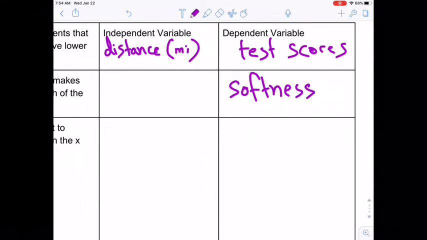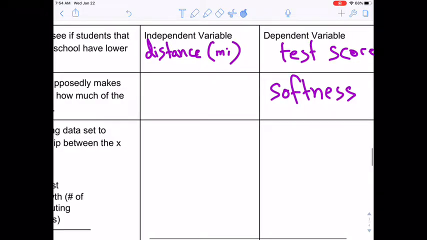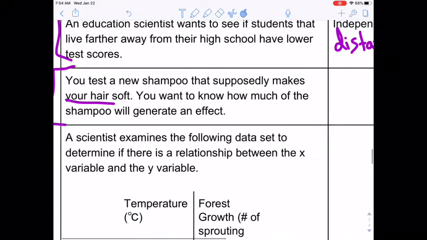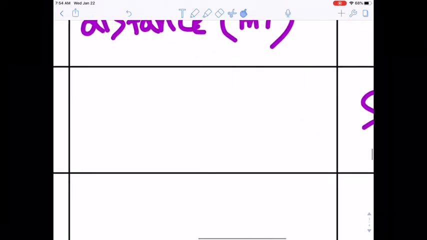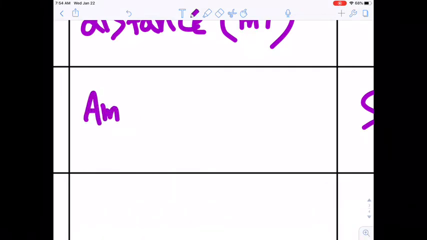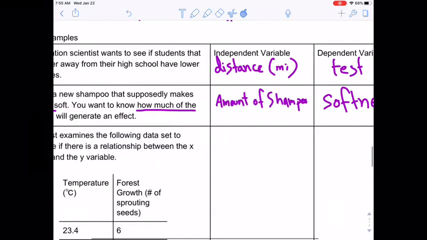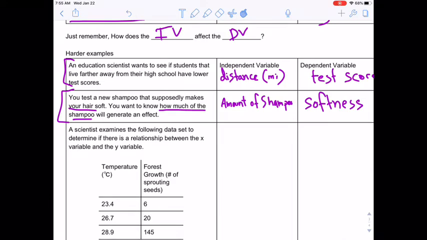I don't know how you're going to measure the softness of your hair, but hopefully that is the effect of the shampoo. Now, are they using different brands of shampoo in this case? No, they're looking at how much of the shampoo will generate an effect. I could write here in this box how much shampoo, but I'm going to stick to a more sciencey thing and say amount of shampoo. An even better one would be the volume of shampoo. That would probably be an even more sciencey way of saying that independent variable. Anyways, that's how that one goes.